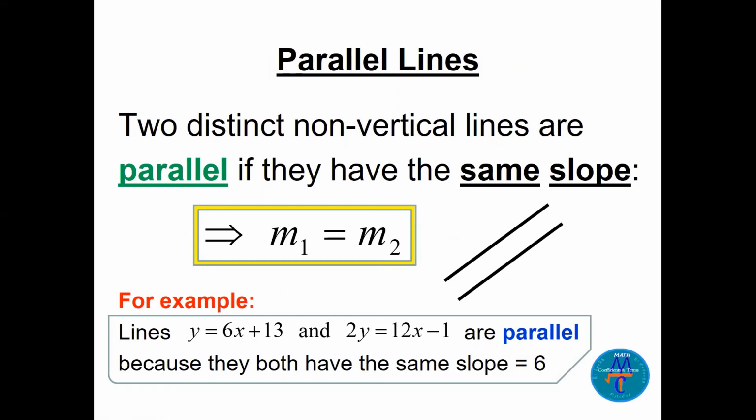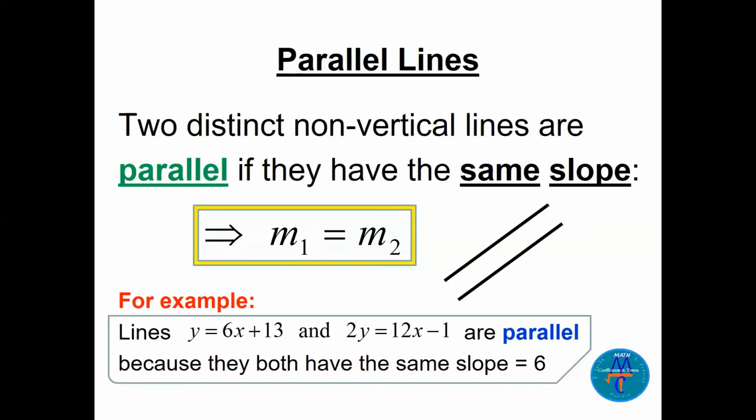Now, let's define 2 important things. Parallel lines, after a few minutes, perpendicular lines. Parallel lines. 2 distinct non-vertical lines are parallel if they have the same slope. So easy to remember. So you say parallel, they will never intersect. So that means they go along, so they have the same slope. If we know the slope of one, we can know the slope of the second one because they are equal. That's the idea here.